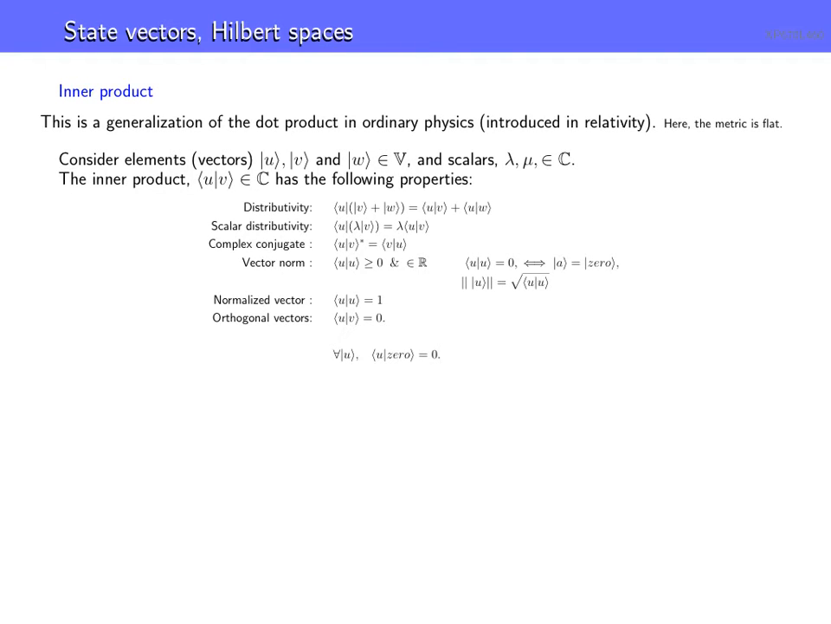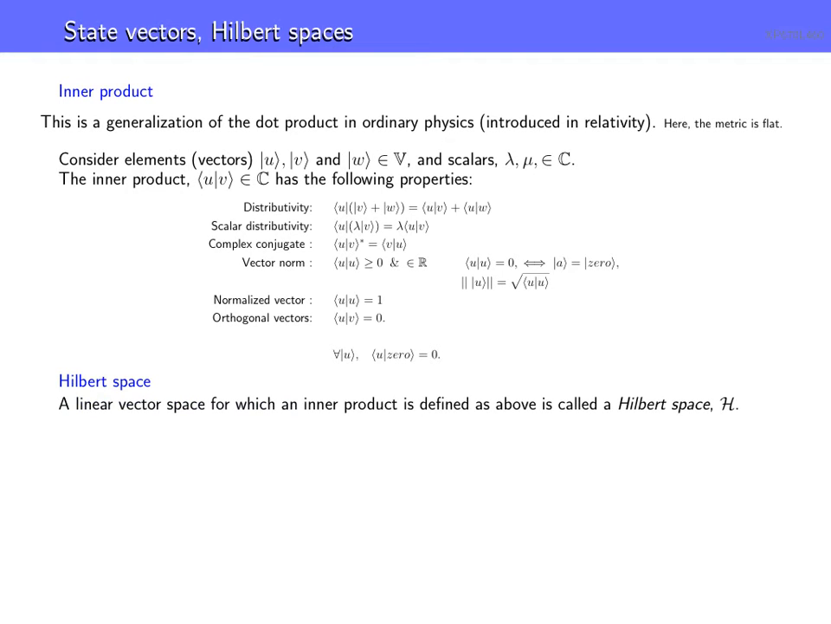And again, lastly, we have that for all vectors, if you act on it with a 0 vector in either way, you get 0, the scalar 0. Okay, so this defines a linear vector space and an inner product on that space. If we have both of those, we have what is called a Hilbert space.